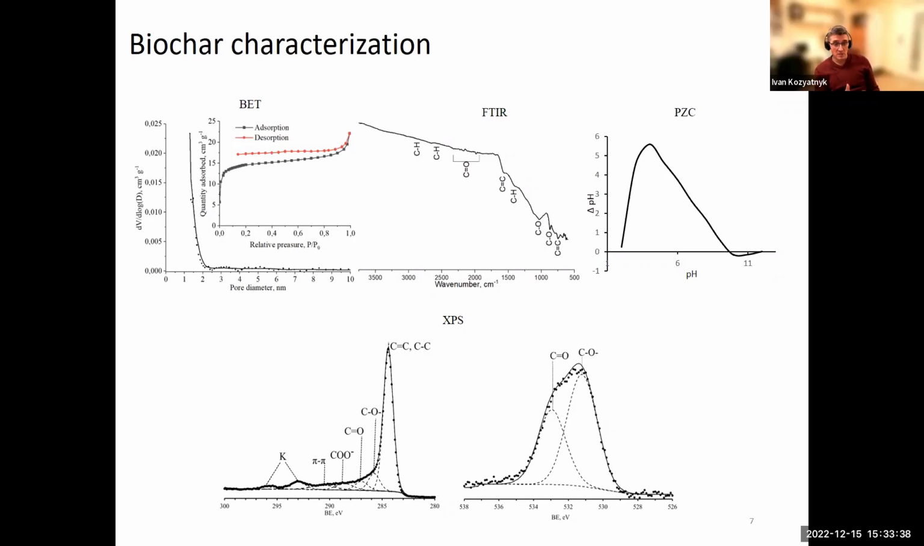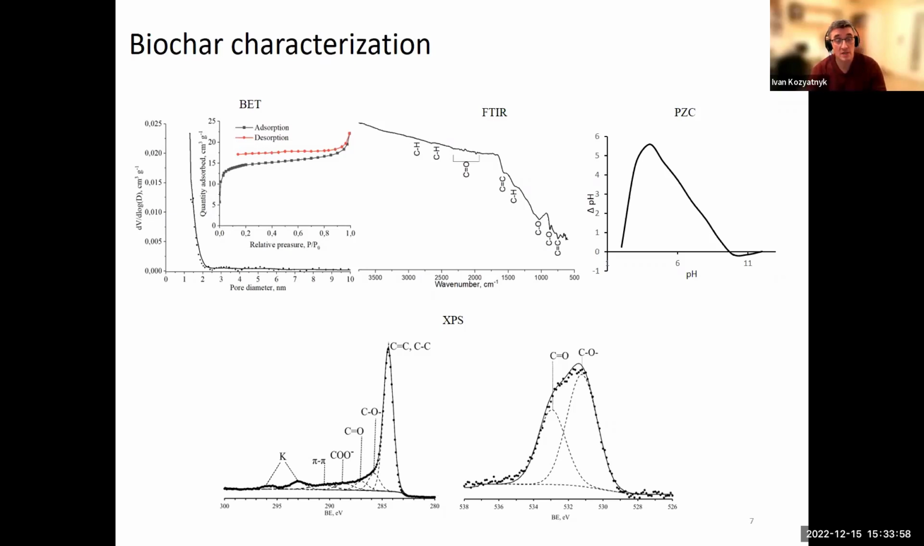And we did characterization of properties of this biochar by BET, FTIR, determined the point of zero charge, and surface functionality with X-ray photoelectron spectroscopy.